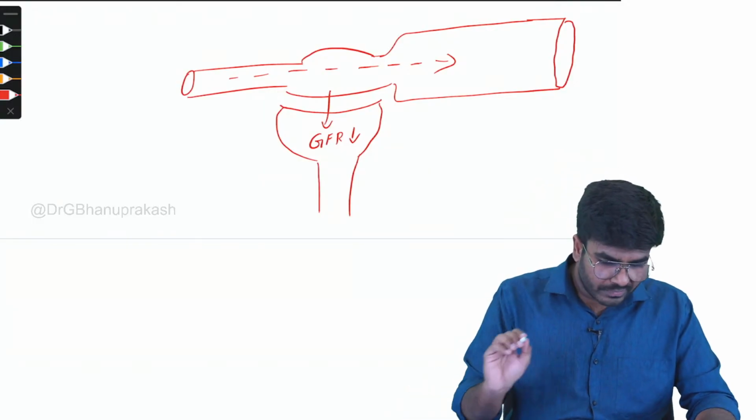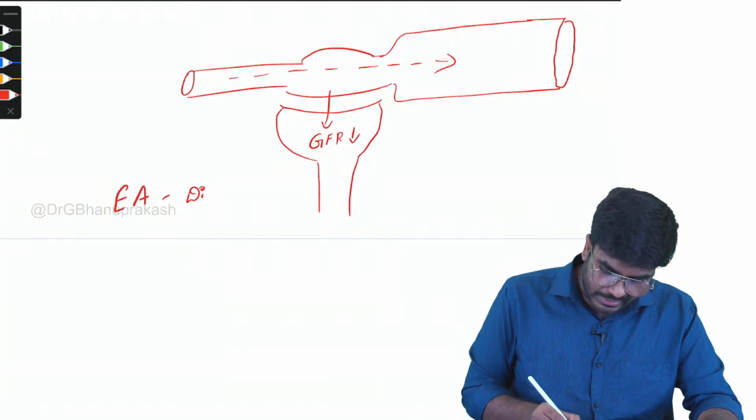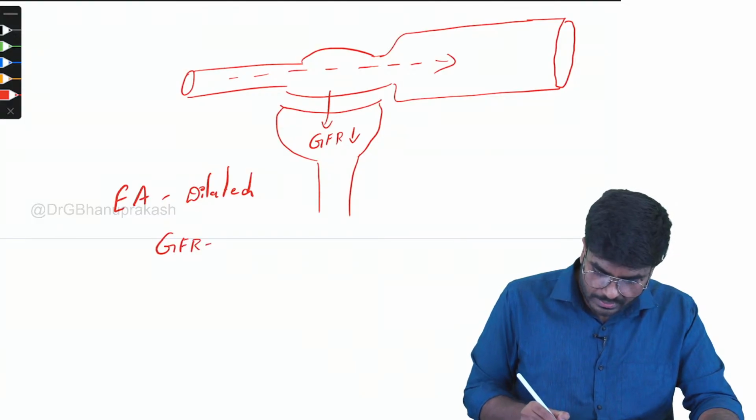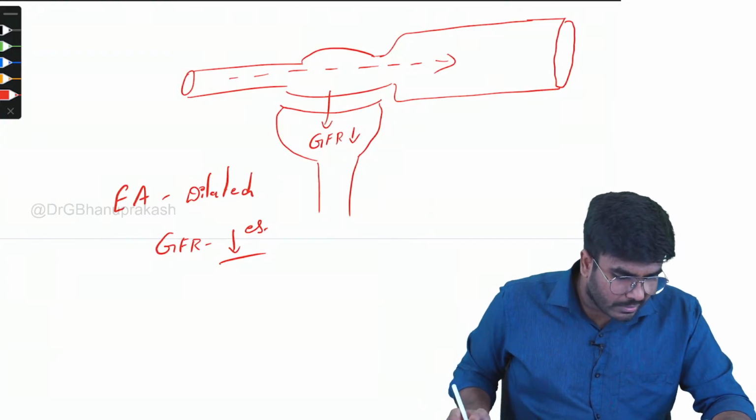Okay, so that's the one point. See, efferent arteriole dilated. Dilated means what happens to GFR? GFR decreases. That's a very important point which you need to know.